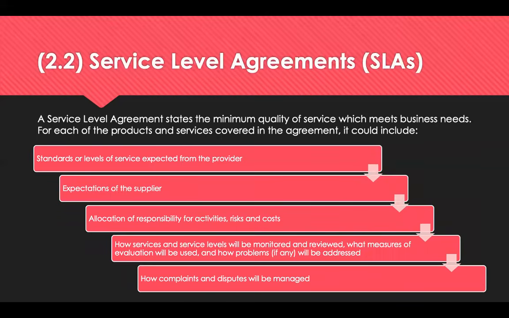Now, SLAs need to be specific for each service or product provided. They should also contain sufficient quantifiable measures for both parties to know whether the terms of supply are being met, and whether the relationship is progressing as expected. So it should include the standard or level expected, the expectations of the supplier, allocation of responsibility for activities, risks and costs, and how the SLA will be monitored and reviewed, and how complaints and disputes will be managed.